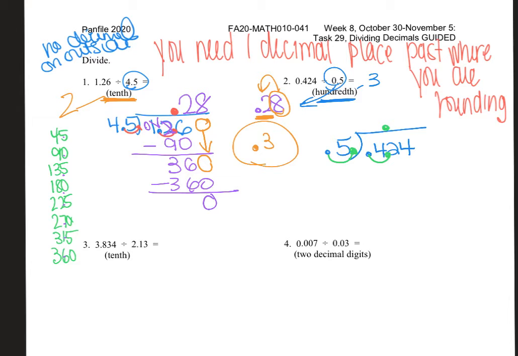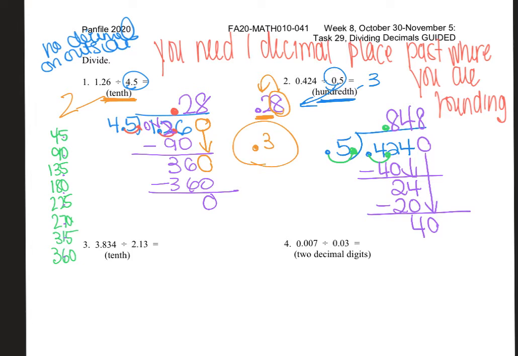So I have 4.24 instead of 0.424. So I say, how many times does 5 go into 4? None. How many times does 5 go into 42? 8. And it gives me 40. I get 2. I bring down the 4. 5 goes into 24 4 times, and it's 20. I bring down the 4, and I add a 0 because I want to end up with that third decimal place for rounding purposes, and 5 goes into 40 8 times.